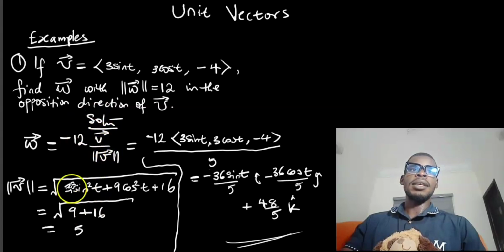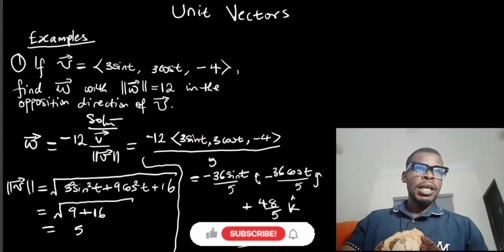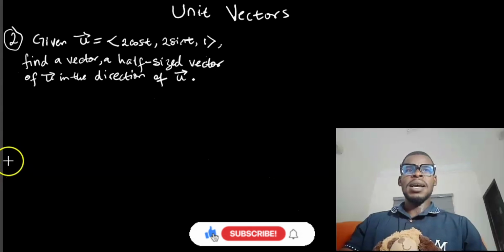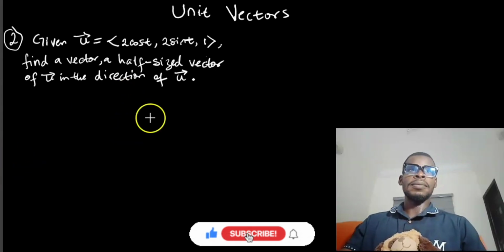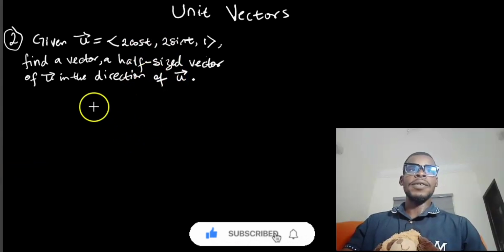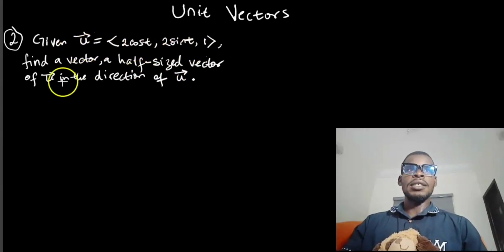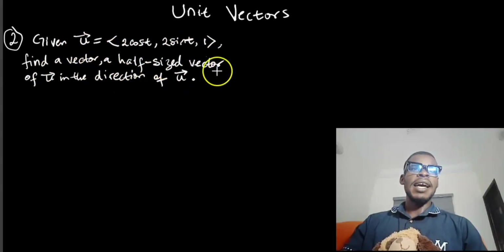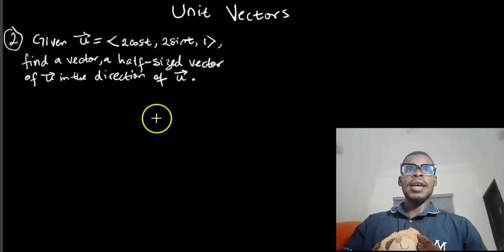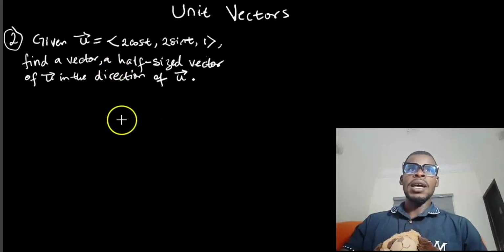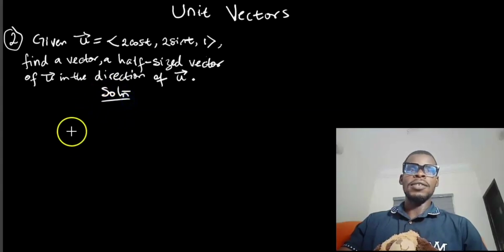So just follow the process. This is the main thing: you find out the length, and then you can substitute and then write it out if you wish. Okay, maybe let's do another example just to master that kind of example. The second example is similar to the first. We are given vector u, and we want to find a half-sized vector of u in the direction of u. So we want a vector whose size is half of vector u, and it should point in the direction of vector u. It shouldn't be opposite, unlike the first example.